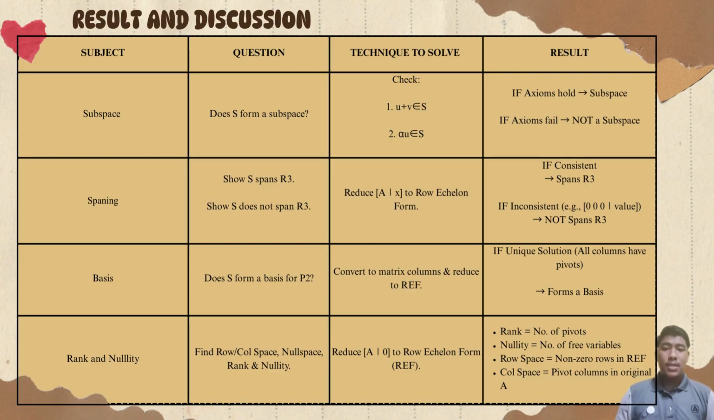Third, for a basis, we convert the vectors into matrix columns and reduce to row echelon form. If every column has a pivot, it gives a unique solution, meaning it forms a basis. Finally, for rank and nullity, after reducing the homogeneous matrix, the number of pivots gives us the rank, and the number of free variables gives us the nullity.